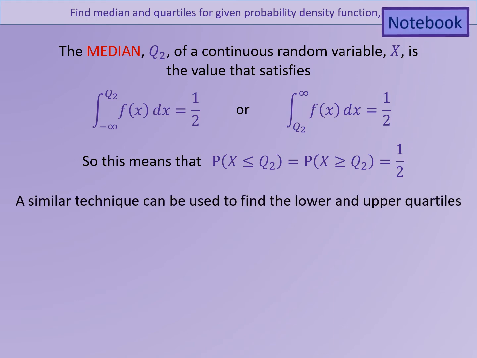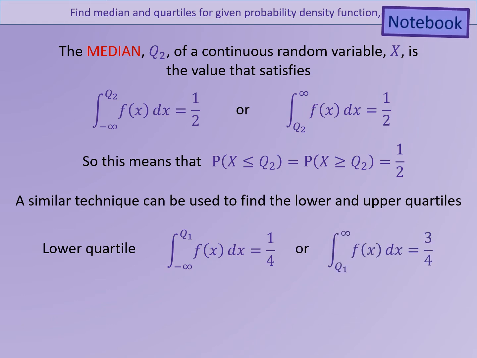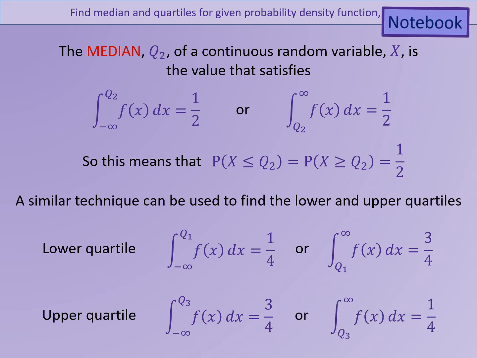A similar technique to this can be used to find the lower quartile and the upper quartile, except instead of the area being a half on each side, we would have a quarter on one side and 3/4 on the other. So for the lower quartile, the area from x is negative infinity up to the lower quartile would be a quarter, and then the area from the lower quartile up to x is positive infinity would be 3/4. And then these values are reversed for the upper quartile. So in other words, the area to the left of the upper quartile is 3/4. The area to the right of the upper quartile will be 1/4.